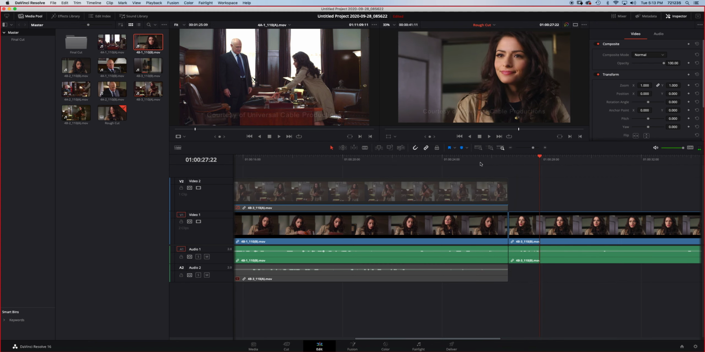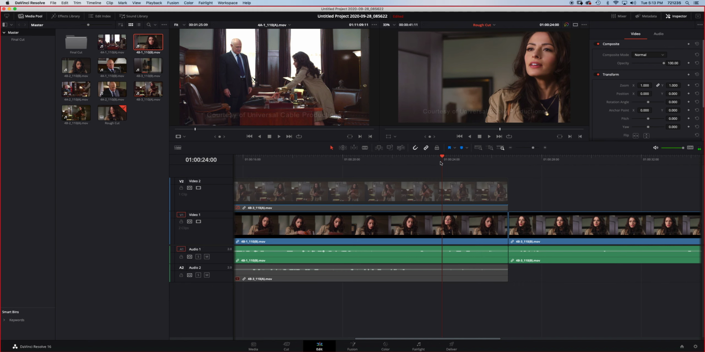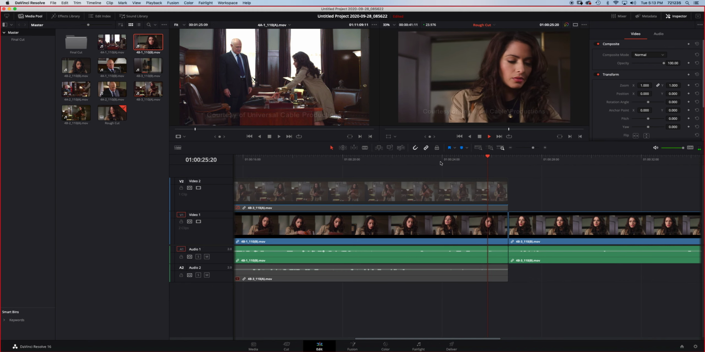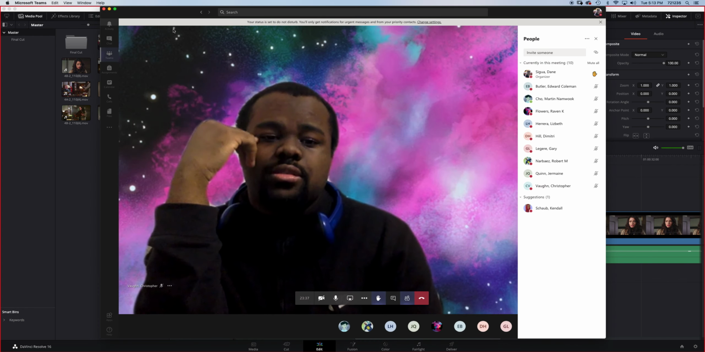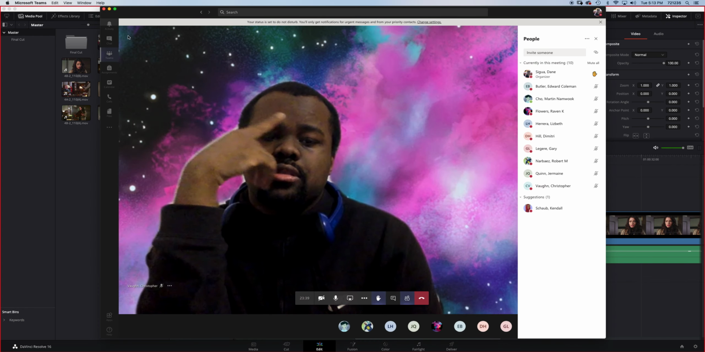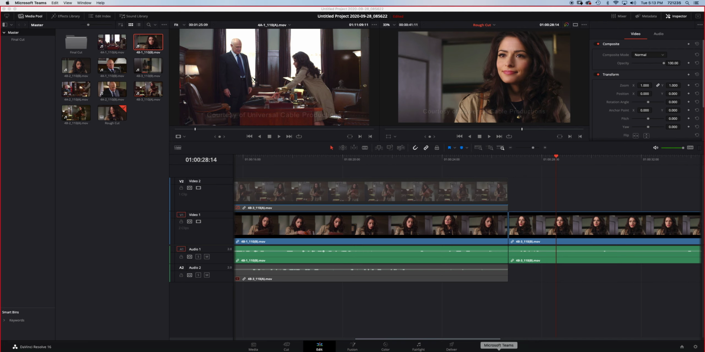Do you see the jump? What happens is, it's like someone spliced the image and snapped it back together. That's what's happening, and that's what it looks like. Let me just minimize this.